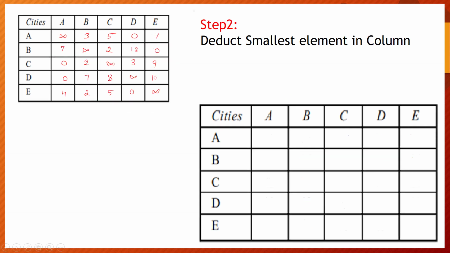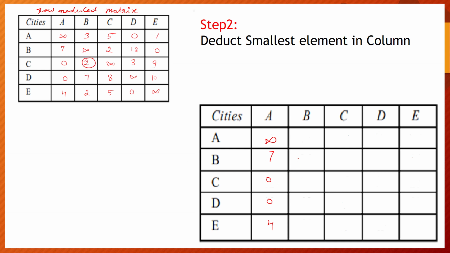In step 2 we'll be performing the column reduction, same as row reduction, but here we'll be doing it in the column. The source matrix which we are using is from the previous step, the row reduced matrix. In the first column we have zeros, so 0 is the least. We can write the same: 7, 0, 0, 4.